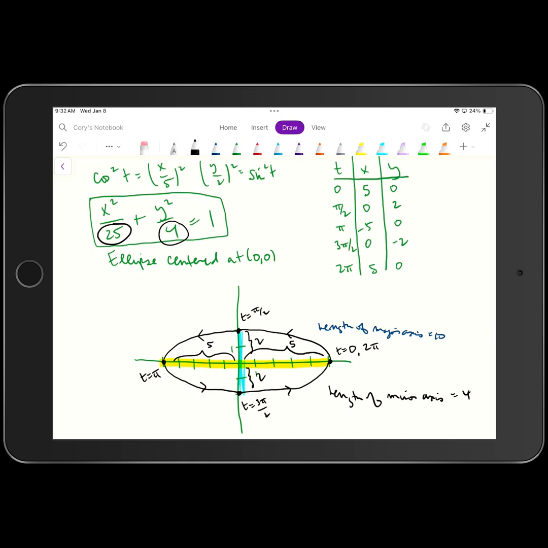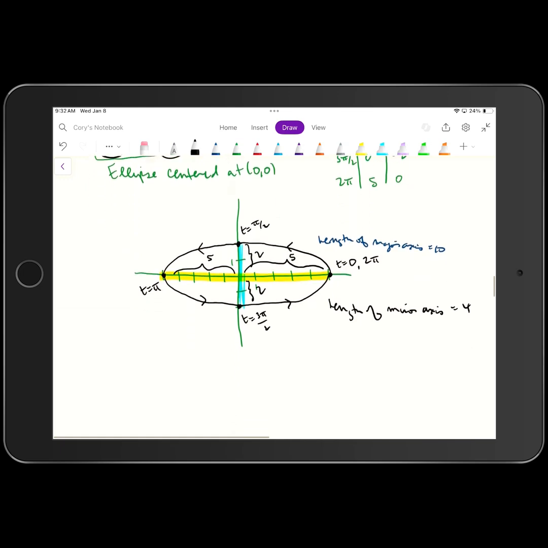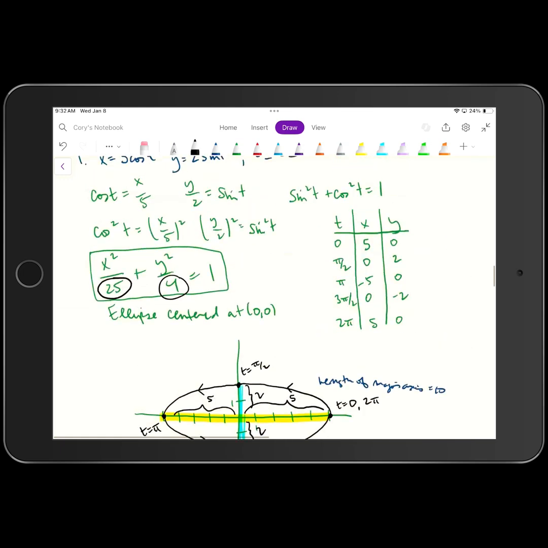Okay, so those are some things that you need to be mindful of when graphing ellipses. So we eliminated the parameter. We also did a quick sketch of the graph of that parametrically defined curve.